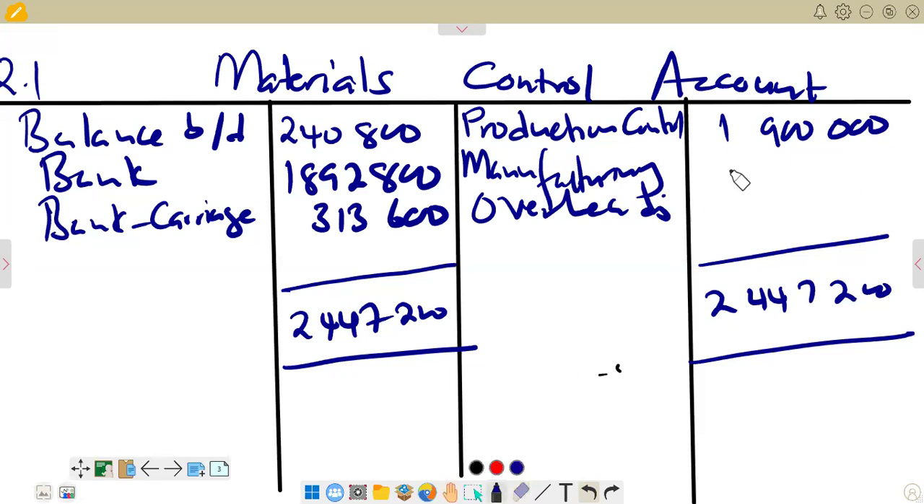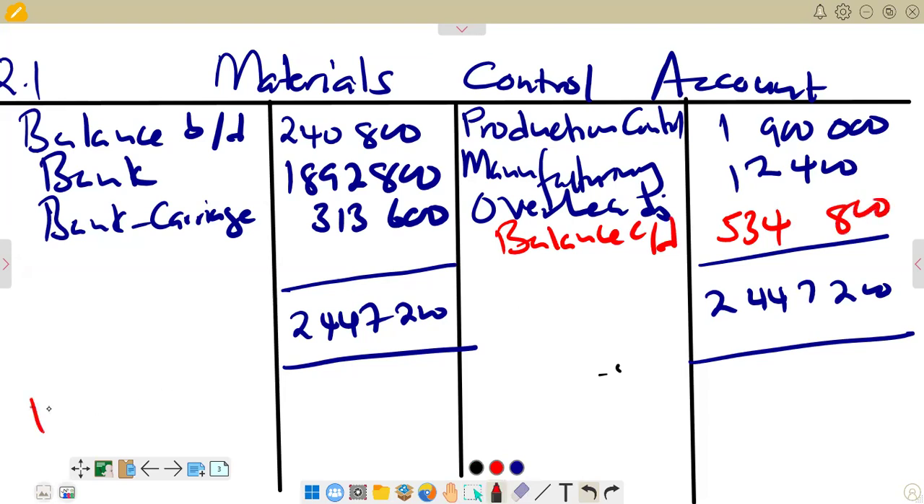So we are saying here we have got 12,400 is our magnesium and mobiles. So here we are supposed to have a balancing figure, which is going to be our balance CD. So on our balance CD, remember what we are going to do is we are going to say 2,447,200 minus 4,400 minus 1,900,000, and obviously you are going to get the amount of 534,800. And this is the same figure that is going to come here below the double lines as our balance BD, which is 534,800. So this is what we have in terms of balancing the material control account.